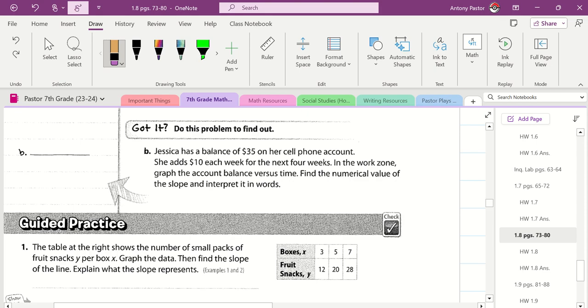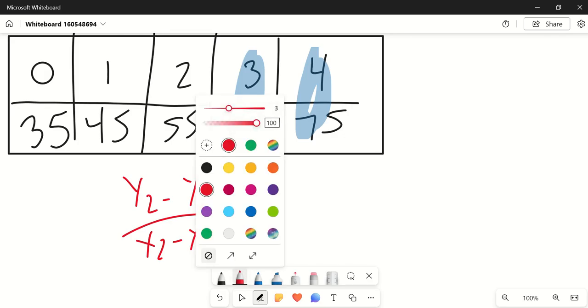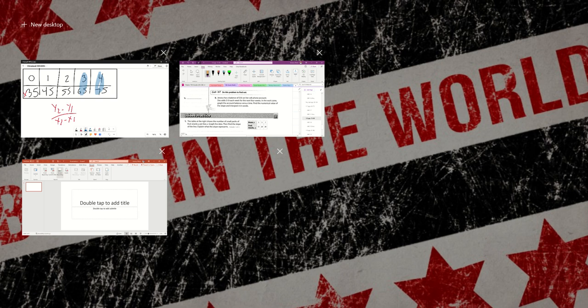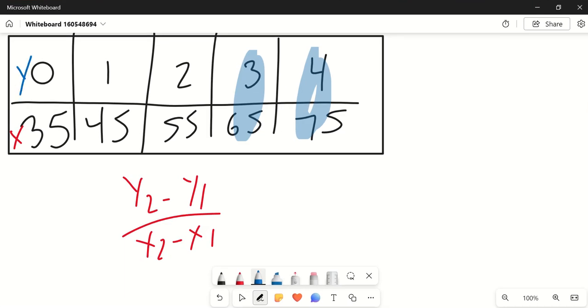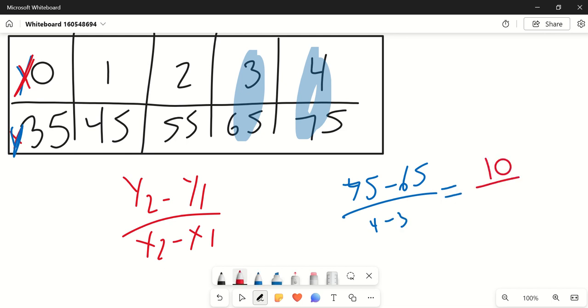And remember, I may have done this a little backwards with the chart, but she had a balance of 35, so that would be our x, and our change is our y. So I should have probably done it the other way around, but it's fine. Oh, sorry, other way around. This would be y, this would be x. I had it right. So y2 would be 75 minus 65 over x2 would be 4 minus 3. This would be 10, and this would be 1.